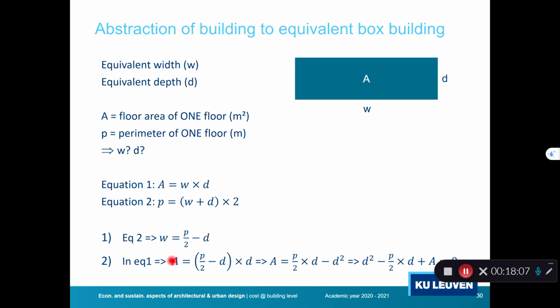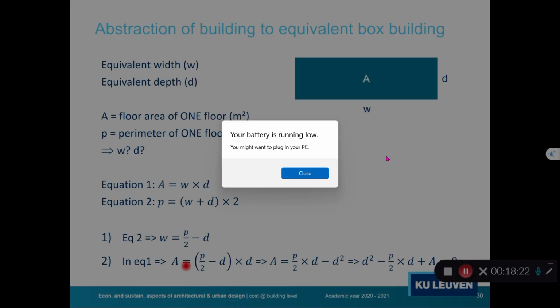From equation A, we can then fill in the width by this formula. So the width is replaced and it's equal to the perimeter divided by 2 minus the depth, multiplied with the depth. The area and the perimeter we know, as these should be exactly the same as our real building. So we can fill in the values of our real building here.